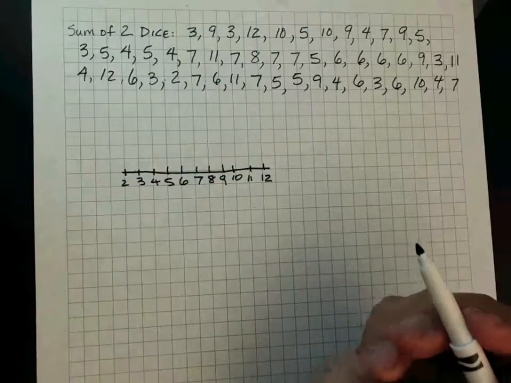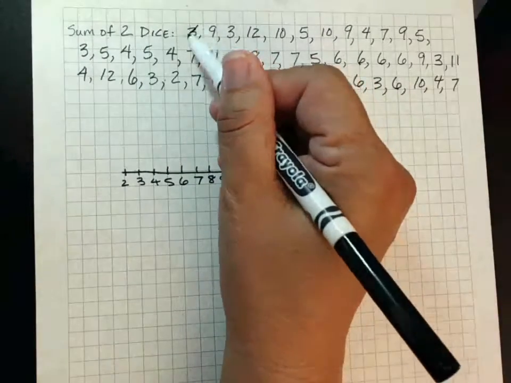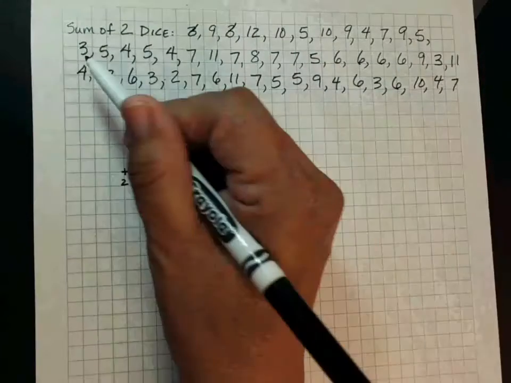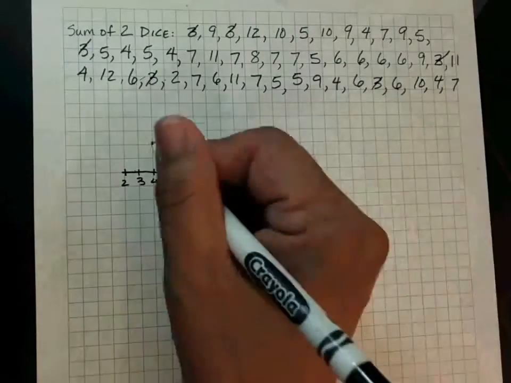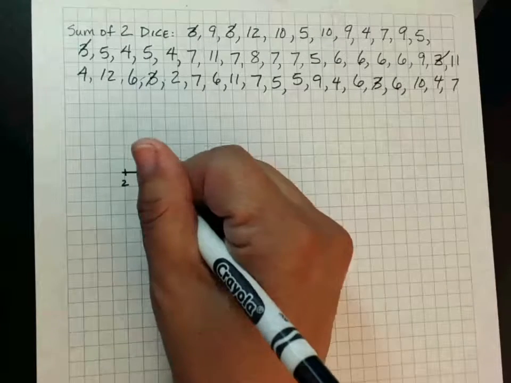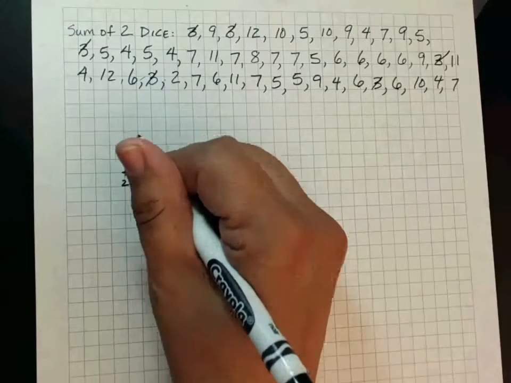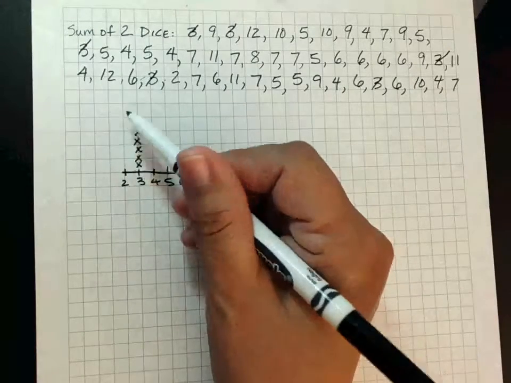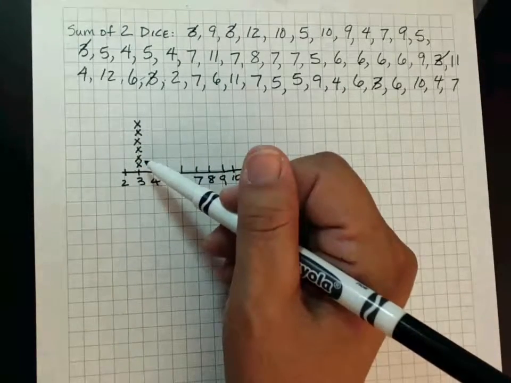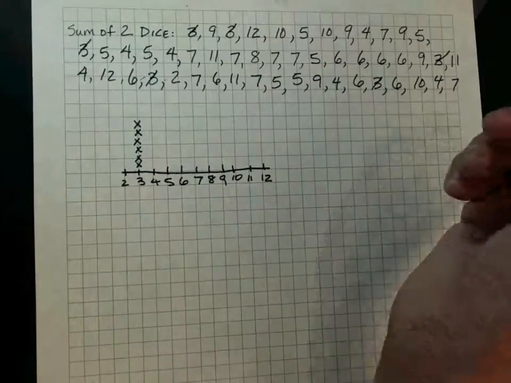Okay, let's go ahead and count these. I've got 1, 2, 3, 4, 5, 6. Looks like I have 6 threes. Now all the x's should be roughly the same size. You should have the same scale. This won't be perfect. We'll see.